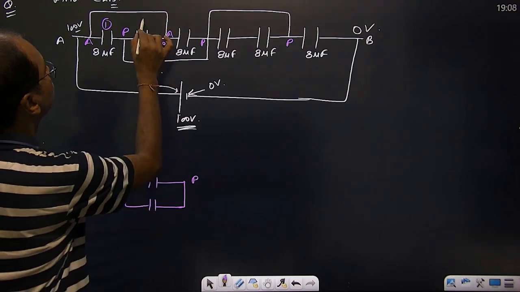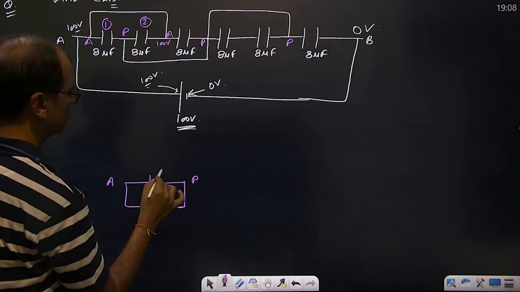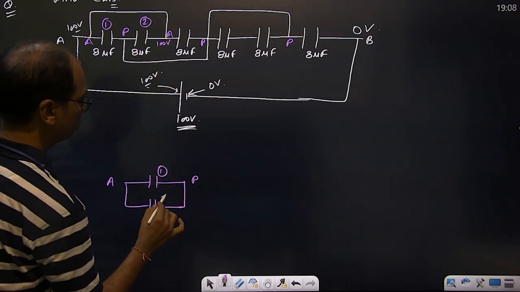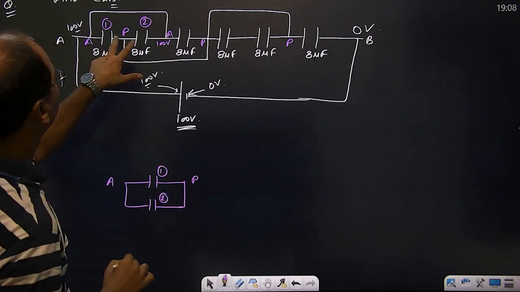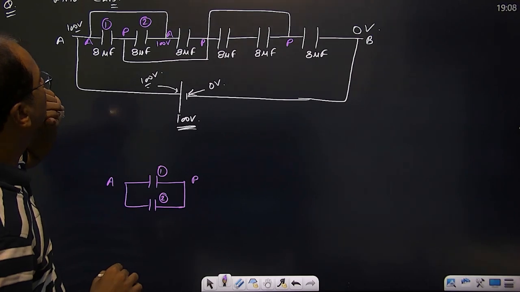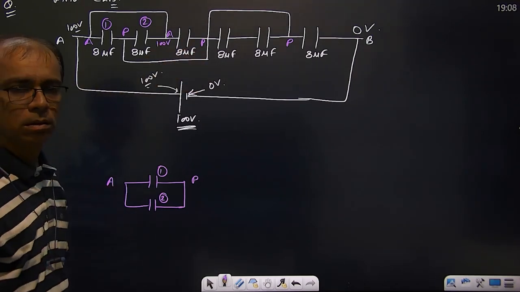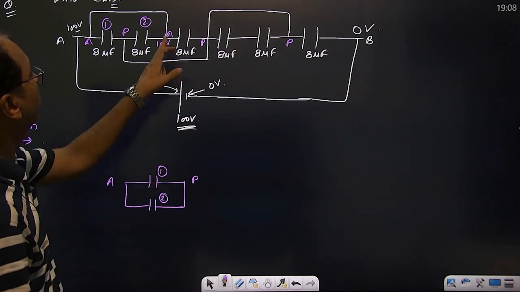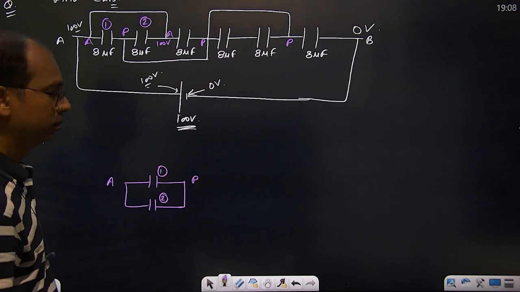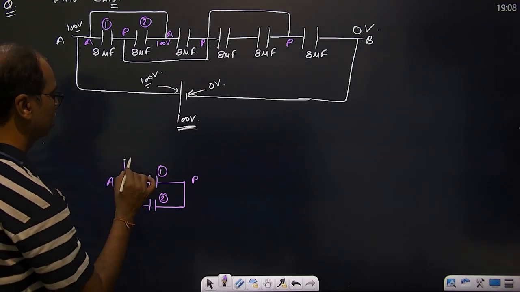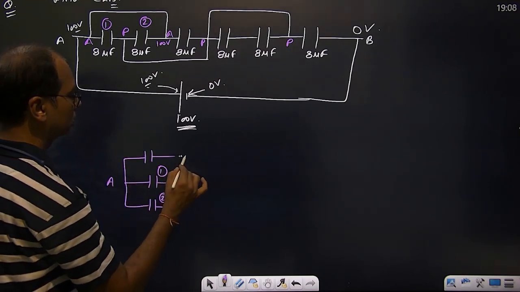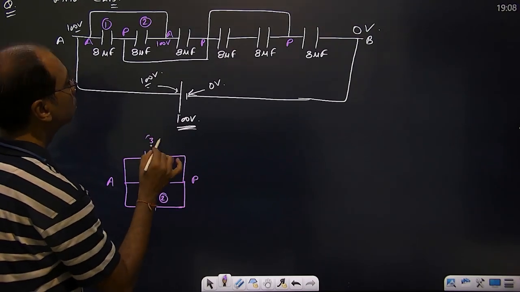This is 1. This is 2. These two I have done. Then let's go to the third. So again between A and P. We'll make one more, the third.